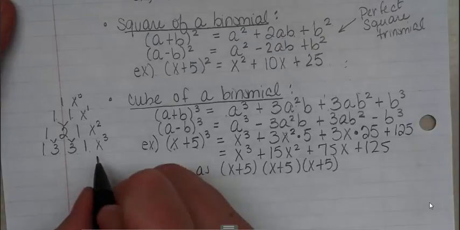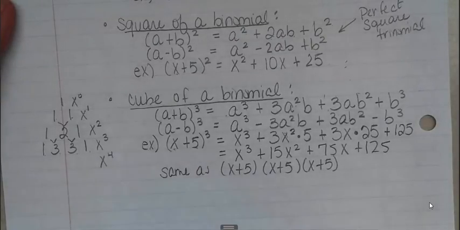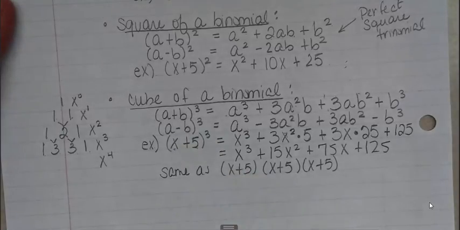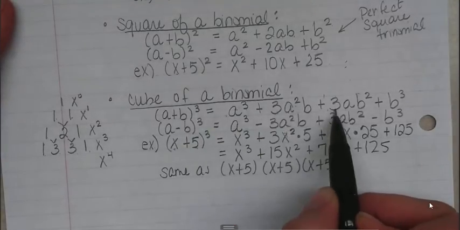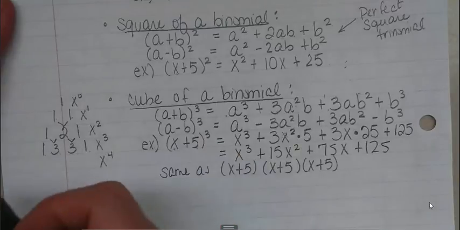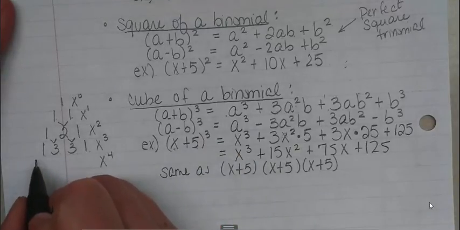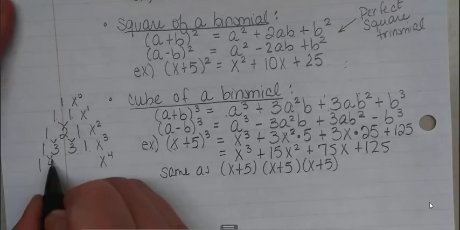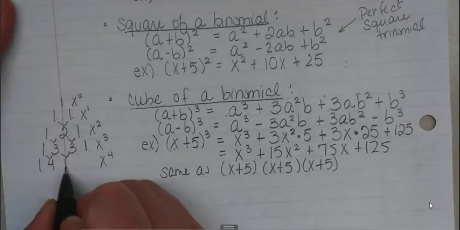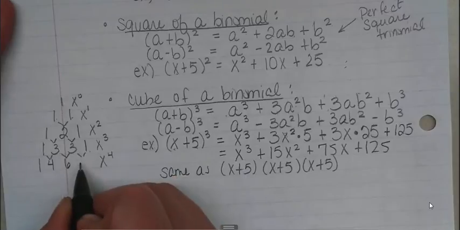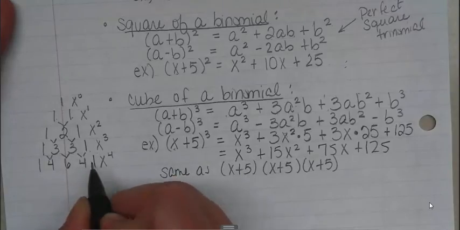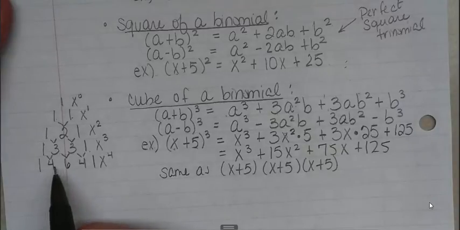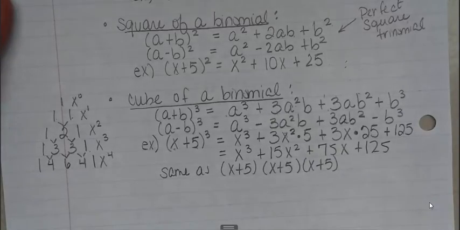So what if I gave you x to the 4th power? Or some binomial like a plus b to the 4th power? What are the coefficients going to be in each term? Well, let's go ahead and do this pyramid one more time. So starting with 1 on the outside, add the 2 above to get 4. Add these 2 to get 6, add these 2 to get 4, and then you always end with a 1. So your coefficients would be 1, 4, 6, 4, 1.